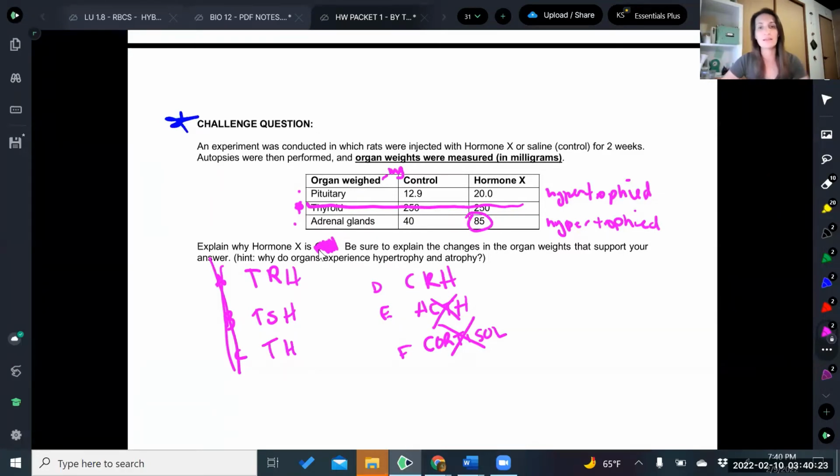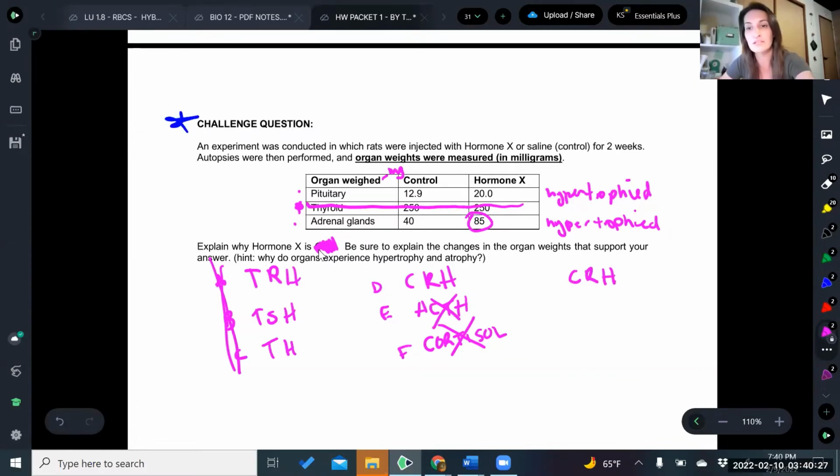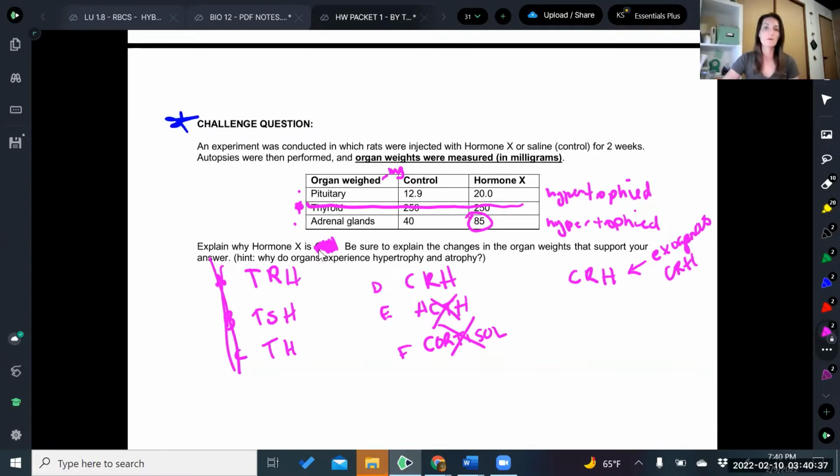And with those high levels of CRH that we are injecting, right, the exogenous CRH, then those neuroendocrine cells are atrophied. If we were able to weigh the hypothalamus, we would see that the weight would be lower there, which is what we're inferring with this answer, that CRH.